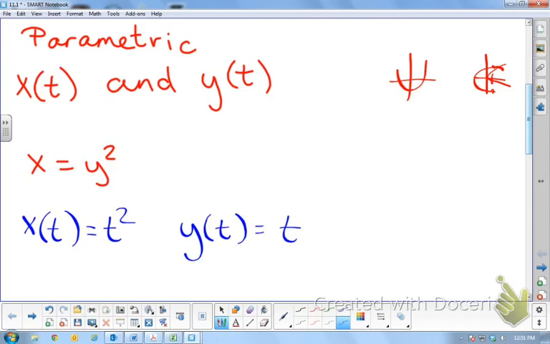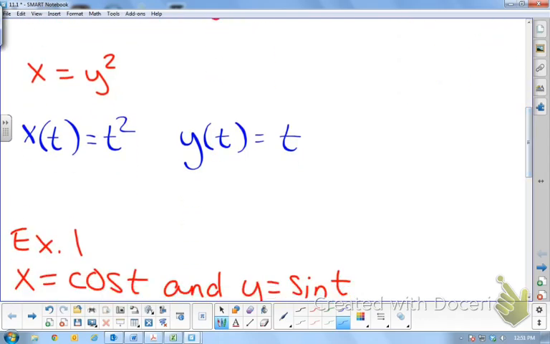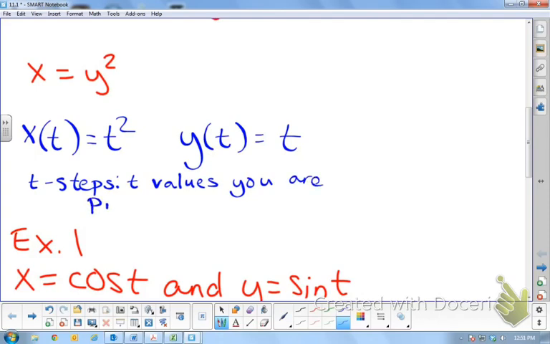So if we were going to graph this parametrically, we're actually picking t values. So they call them t steps. In your graphing calculator, it'll say t steps. It's the t values you're picking. And picking those t values will then give you an x and a y value that you could graph. So if we were going to graph this, we would need 3 columns to our table.